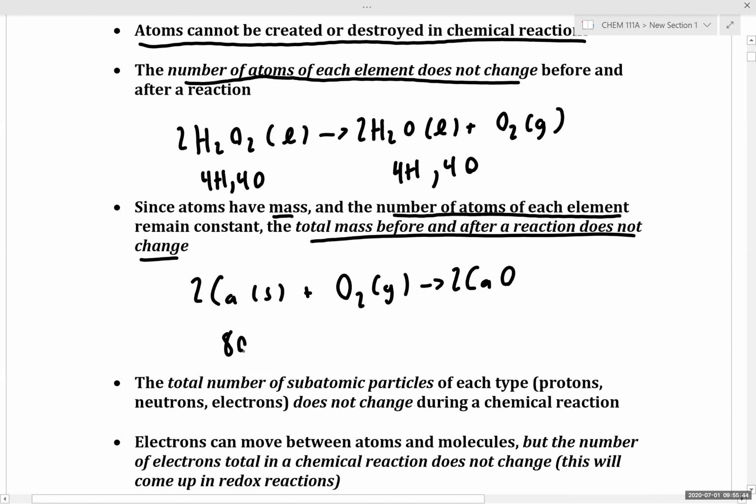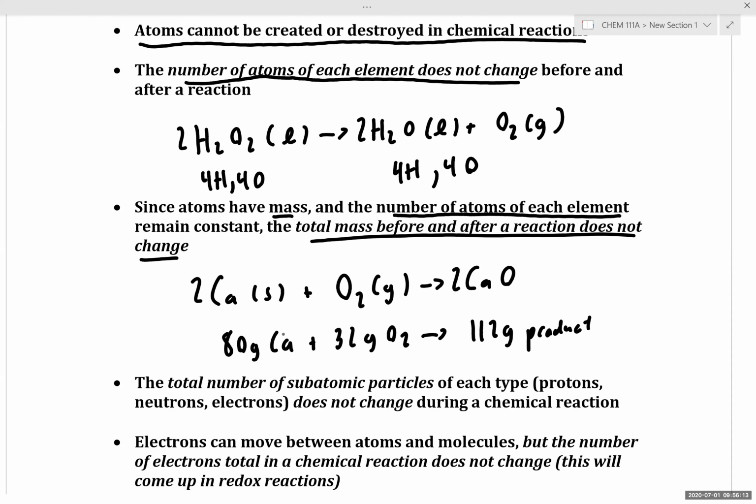So if we start with 80 grams of calcium, and we react it with 32 grams of oxygen, at the end of this chemical reaction, we would get 112 grams of product. So the mass before and after a chemical reaction does not change. We can use conservation of mass to solve for the mass of one of our reactants in a chemical reaction.